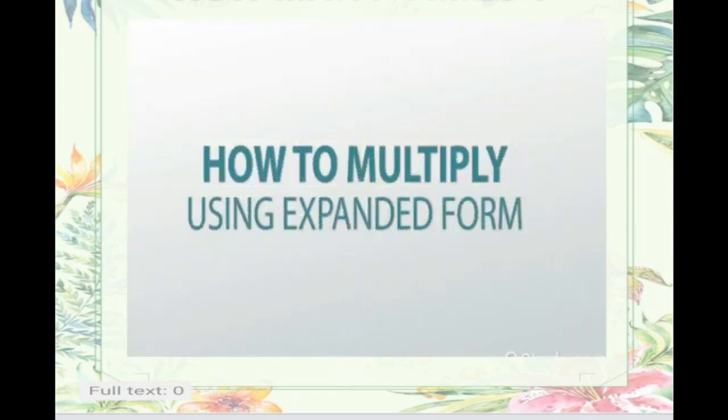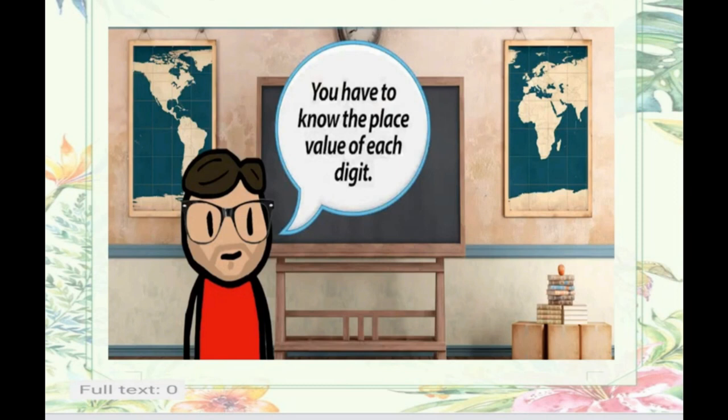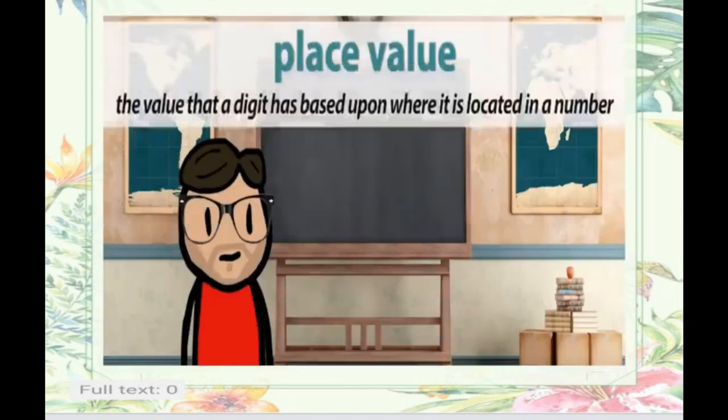Now today we will learn how to multiply using expanded form. Expanded form means writing the value of each digit based upon its place value. But before doing that, you have to know the place value of each digit also. The value that a digit has based upon where it is located in a number means its placement in ones, tens, hundreds, thousands, and so on.